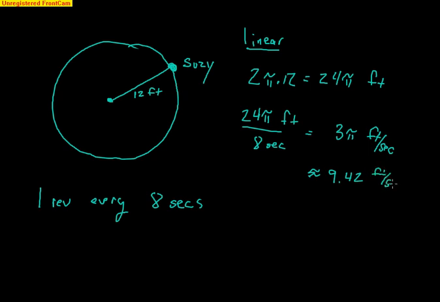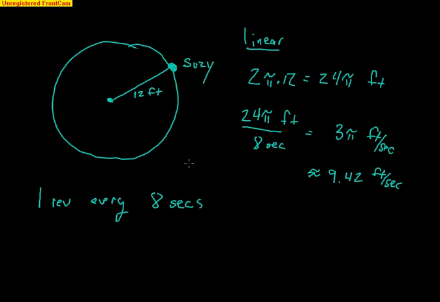9.42 feet per second. So that is how fast Susie is going. So she's going about 9.5 feet every second in terms of traveling. One question, to me, that makes sense, but I want to know how fast is Susie going? So what would be her miles per hour?